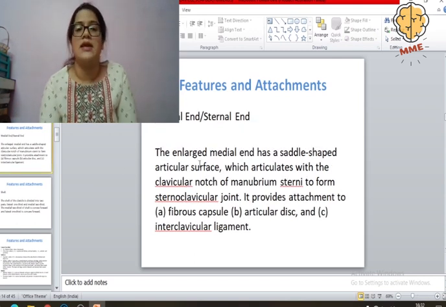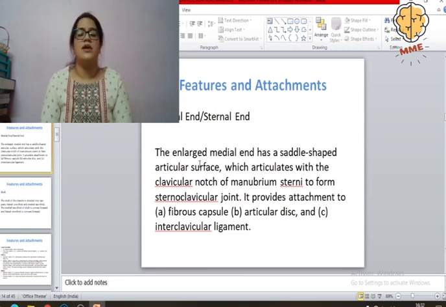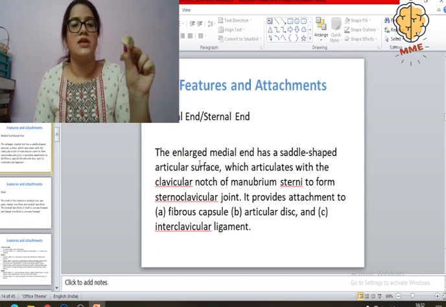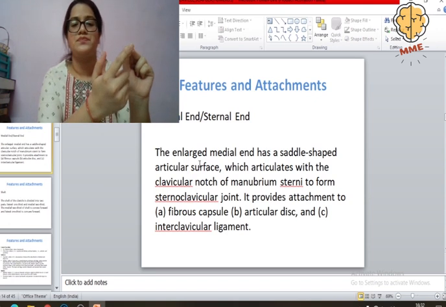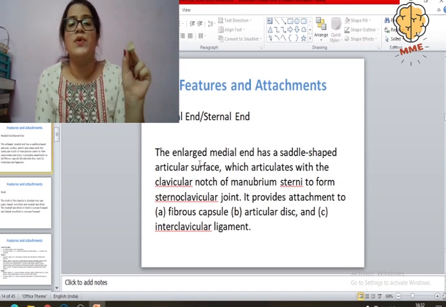And then the medial end. The enlarged medial end has a saddle-shaped articular surface. You can see it has a saddle-shaped articular surface over here. It articulates with the clavicular notch of the manubrium sterni to form the sternoclavicular joint.